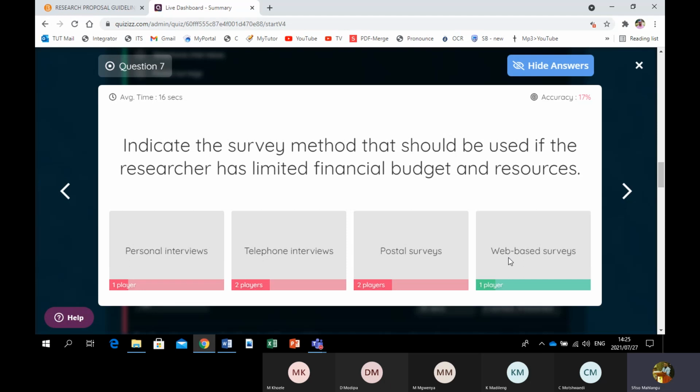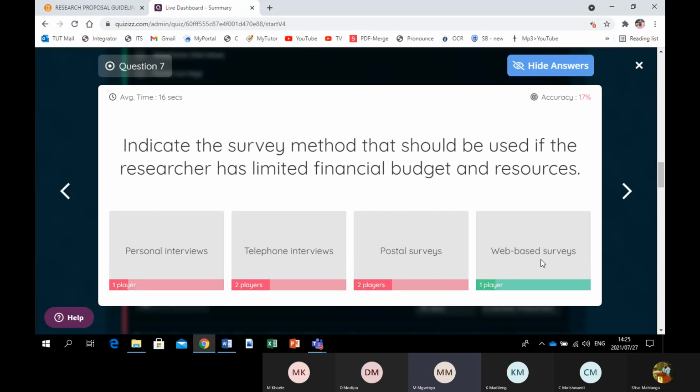Postal is the cheapest, but for a second, compare postal with web-based, the internet. Wouldn't you agree that the internet is much cheaper than this printing, buying envelope, buying postage stamp? Because with web-based, there is no cost at all. It's just sending email, sending a link. So hence, yeah.